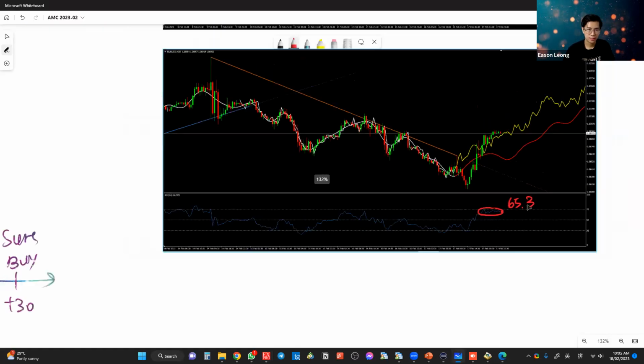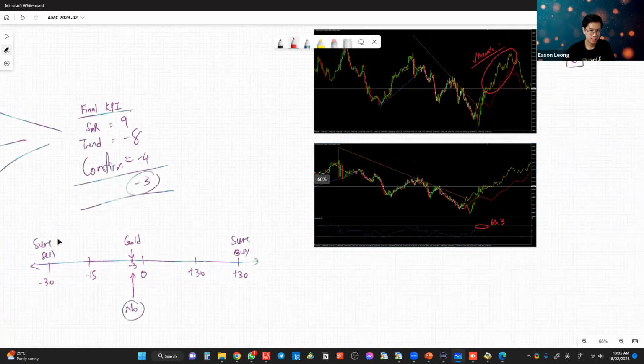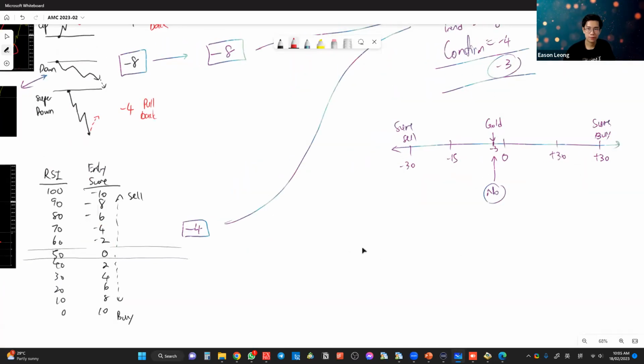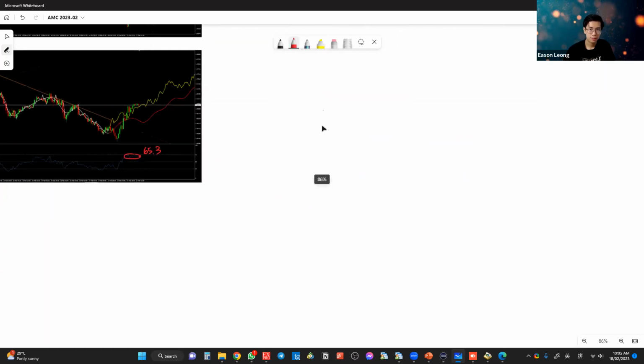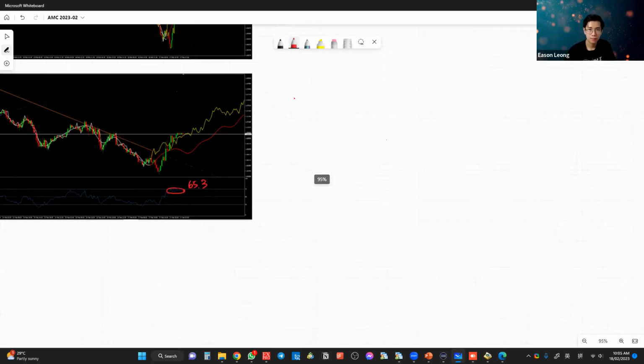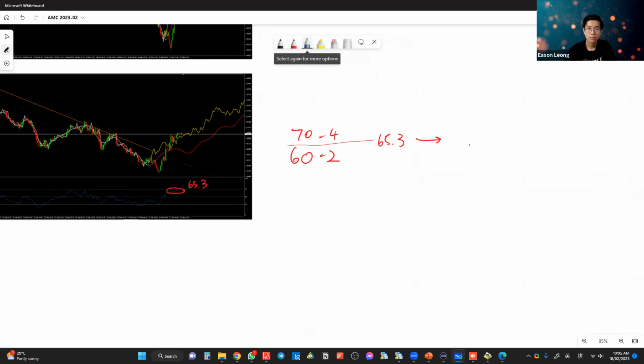Conventionally, we say that 60 is -2, 70 is -4. Right now it is 65.3. So what will be the score for this? Someone says it's -3, -3, -3. Correct. So it's -3.